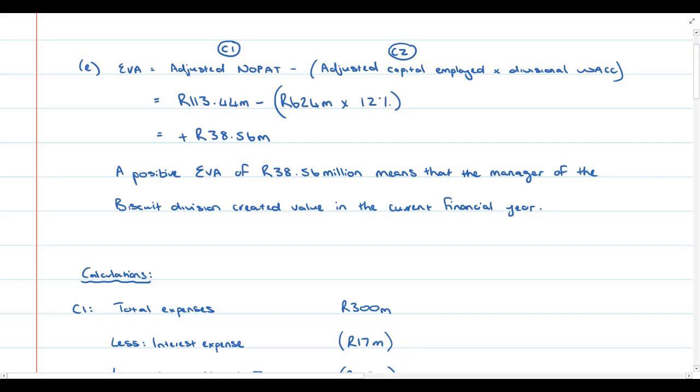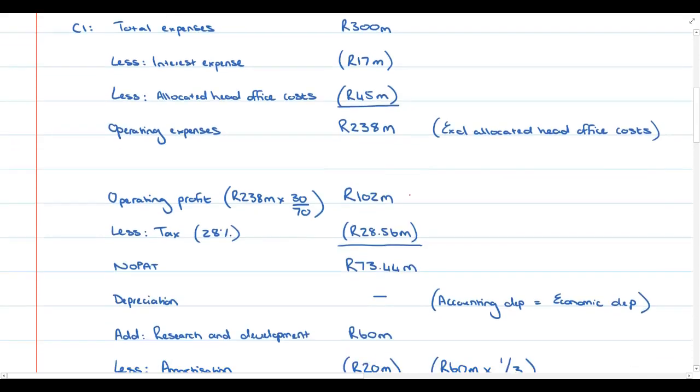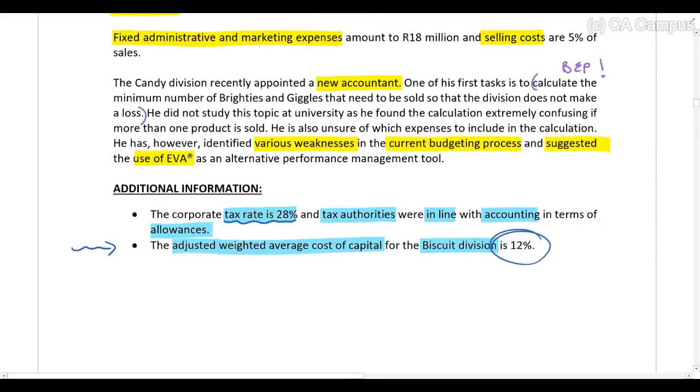All right, then there's just one more thing that I quickly want to discuss with you. I took operating profit and I multiplied that by 28% to get the tax that is paid in order to get net operating profit after tax. Now, please note the only reason why I could perform the calculation in that way is because you were specifically told that the tax authorities were in line with accounting in terms of allowances. So that means for depreciation, the wear and tear allowed by the tax authorities, or in other words, allowed by SARS, is the same as the accounting depreciation.